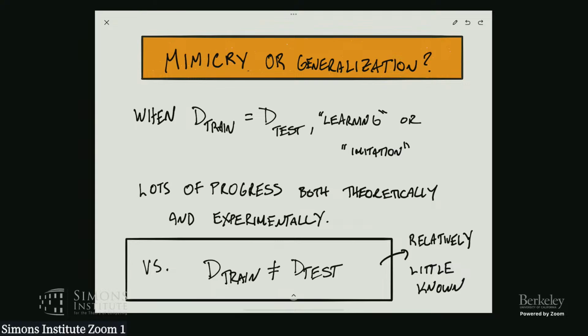There are, of course, some open problems here and there, and I don't mean to downplay doing research in the case when dtrain equals dtest. There's still lots of interesting problems. My point is only that relative to that case, there's relatively little known when we're subjected to distribution shift.